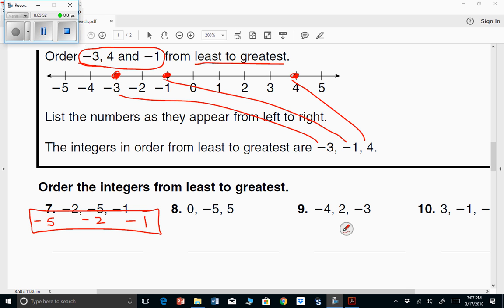We have a 0, a positive number, and a negative number, so that shouldn't be too tough. The negative number is going to go over here, the 0 would be in the middle, and the positive number would be the greatest of those 3. Here we've got 2 negatives and a positive. The positive is going to be the biggest one, and then the negatives would fall in order like that, -4, -3, and 2.